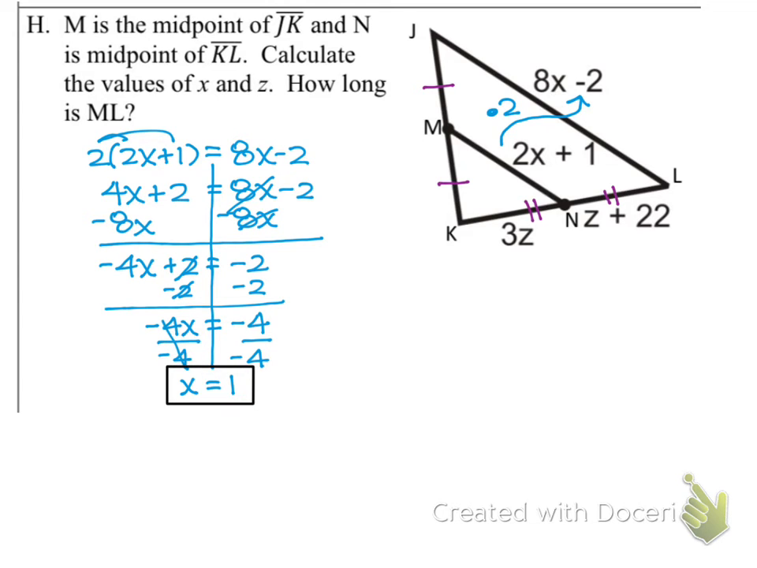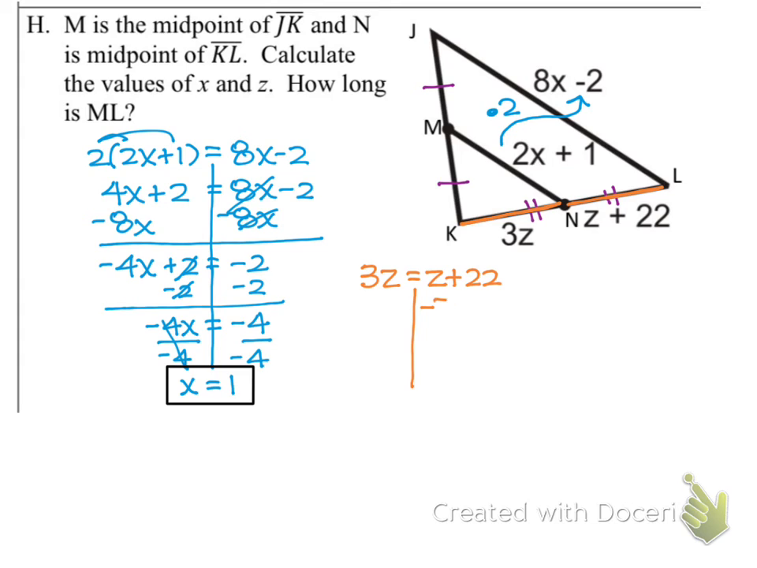I solved for x. I also need to solve for z. Let's take a look back at the picture. Where z is located, notice that 3z is on this orange side length, but z plus 22 is on this side length. We already determined that those are congruent because of the midpoint. So I think we need to set those equal to each other. I'm going to take my 3z and set it equal to z plus 22. I'm not going to double it because it's along that same side. They are going to be congruent to each other.